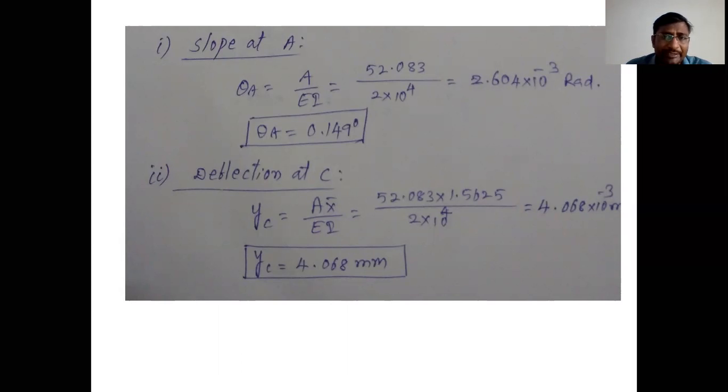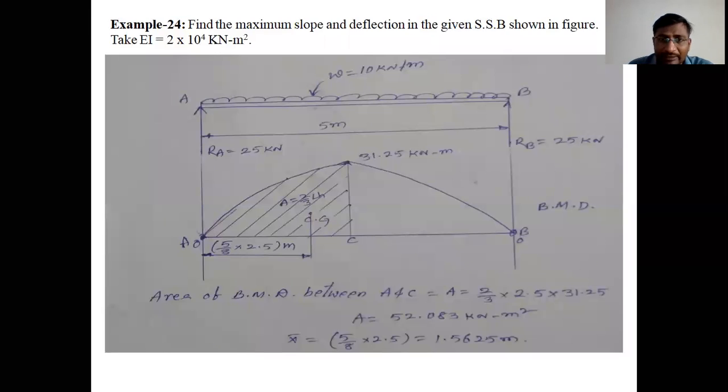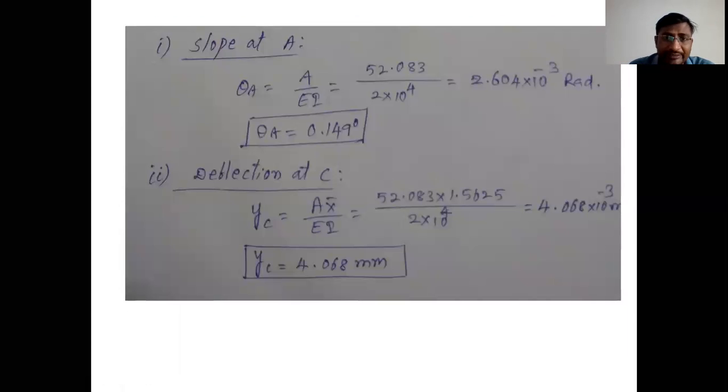Then we get the slope in degrees, theta A equal to 0.149 degrees. This is the maximum slope, which occurs at the supports. If you want to find the slope at point B, you should consider the area between B and C, which is similar to the area between A and C. Therefore, the slope at point B is also the same, but directionally it is the reverse. It is a negative value, so theta B is equal to minus 0.149. Anti-clockwise slope will occur.